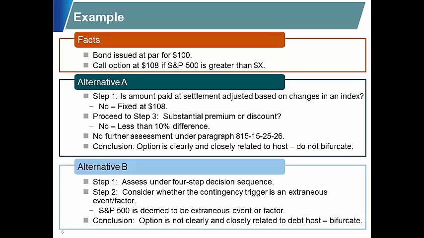Under Alternative B, an entity would perform the same analysis over the payoff as in Step 1. The entity would then consider whether the contingency trigger, in this example the S&P 500 being greater than X, is an extraneous event. In this case, it would be, and as a result, the entity would conclude that the option is not clearly and closely related to the debt host and would be required to bifurcate.